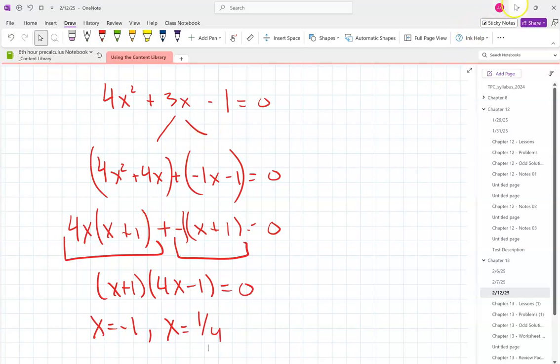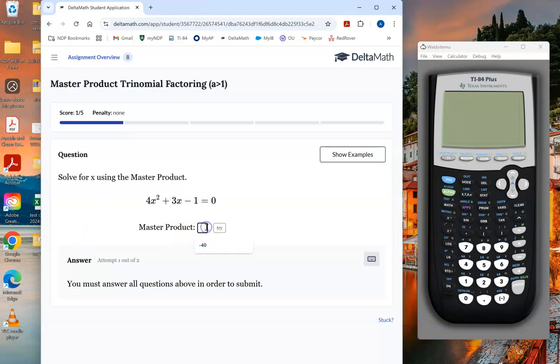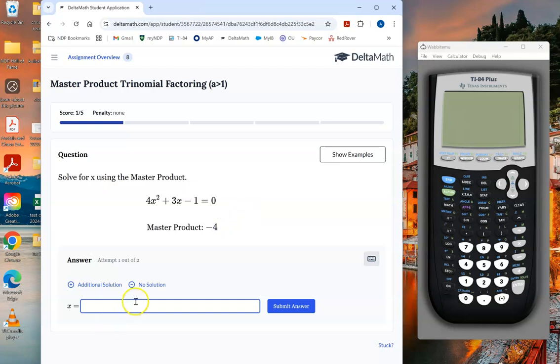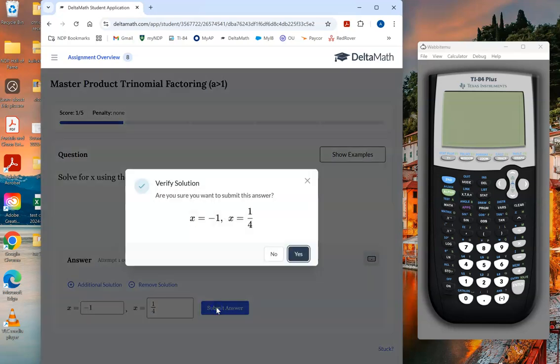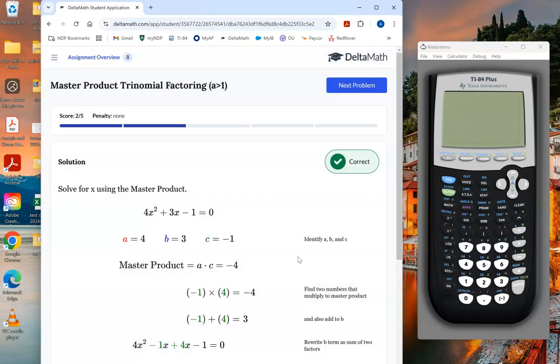So that's the idea. For master product, I would have typed in the -4. And then it accepted that, and my solutions were -1, and then an additional solution I would say is 1/4, is what we had found. And boom. Yep. But that's the idea.